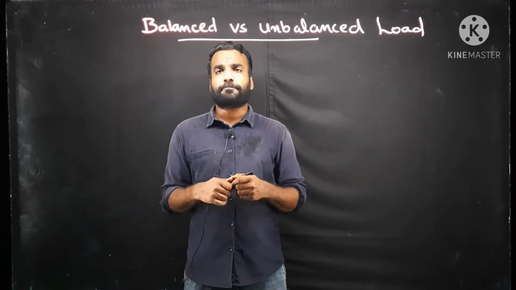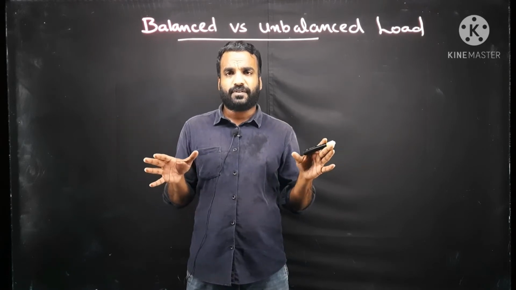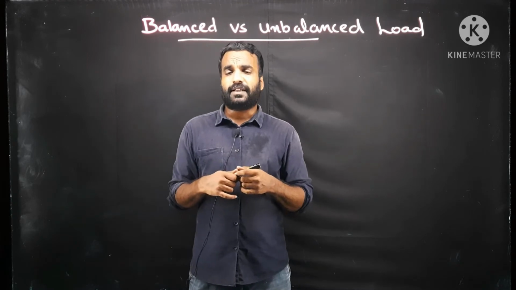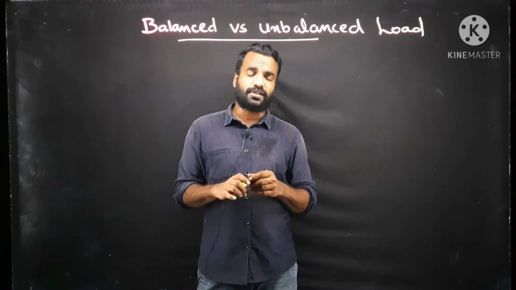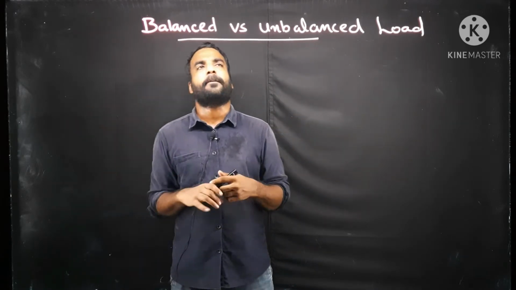Similarly, we also discussed the power equation, P is equal to root 3 VL IL cos phi. That was also discussed in our last class, and that equation was the same for both star and delta.